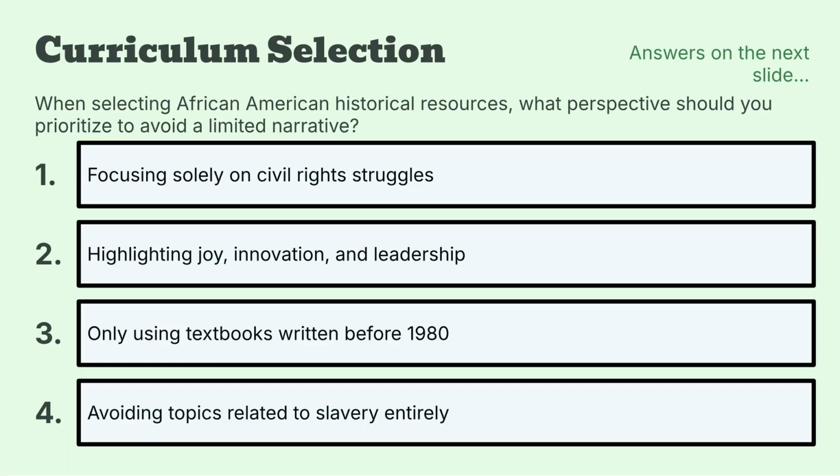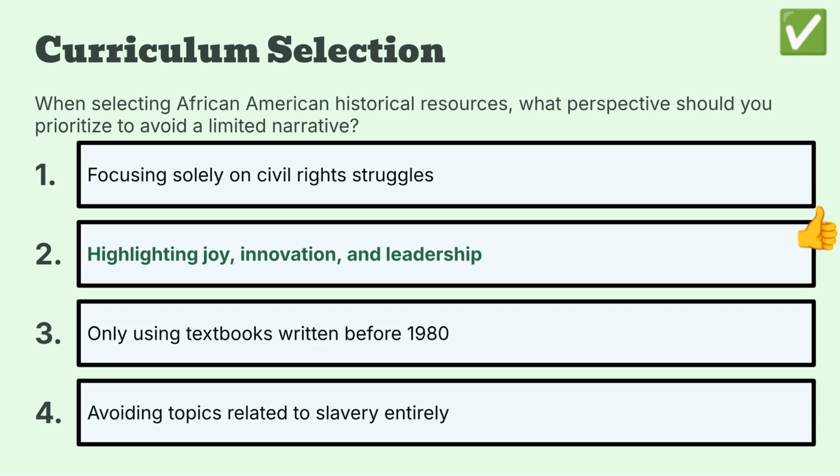When selecting African American historical resources, what perspective should you prioritize to avoid a limited narrative? 1. Focusing solely on civil rights struggles. 2. Highlighting joy, innovation, and leadership. 3. Only using textbooks written before 1980. Or 4. Avoiding topics related to slavery entirely. The answer is number 2. Highlighting joy, innovation, and leadership. This ensures a rich, complete view of African American culture beyond historical struggles.